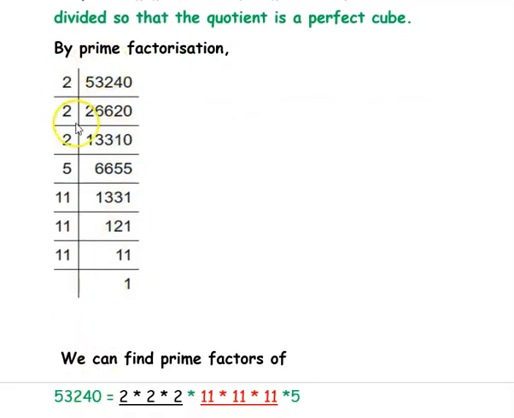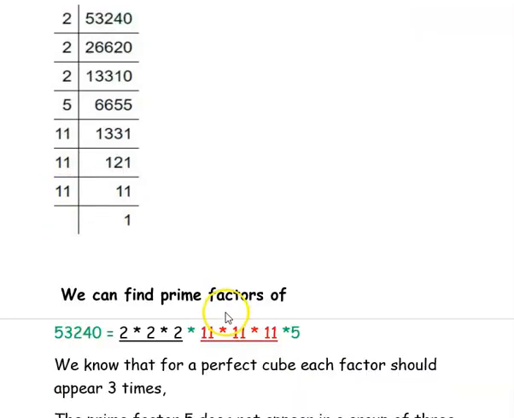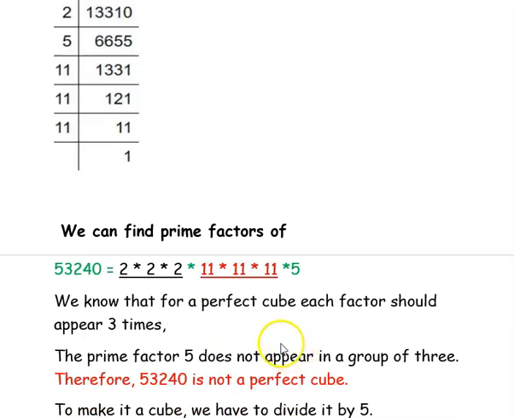Now let's write it. I'll count the 2's: 1, 2, 3, so 2 into 2 into 2. Then I have one 5. Then we'll count the 11's: 1, 2, 3, so 11 into 11 into 11. For a number to be a perfect cube, each factor should appear 3 times. But here, the factor 5 appears only 1 time. So we can say that the number 53,240 is not a perfect cube.